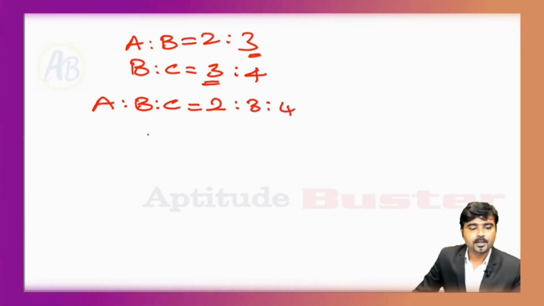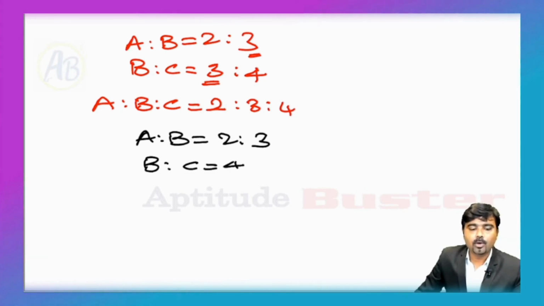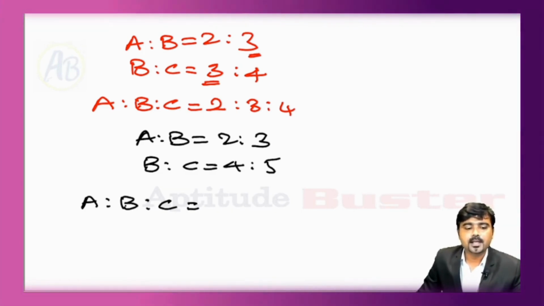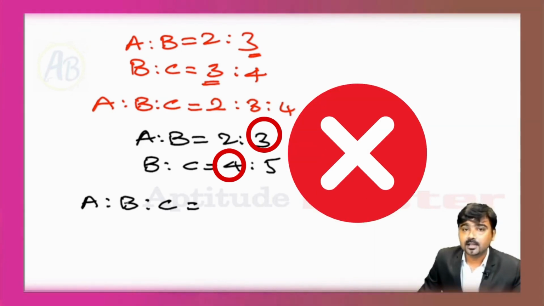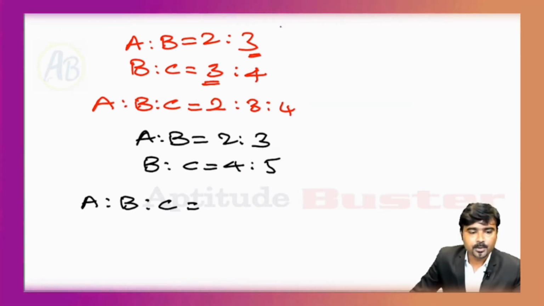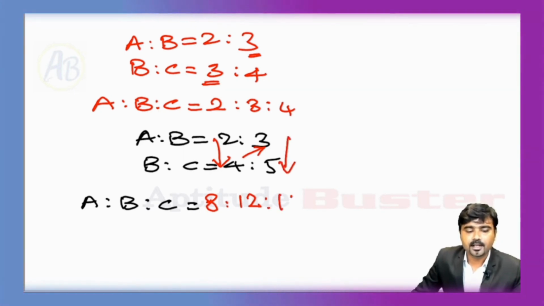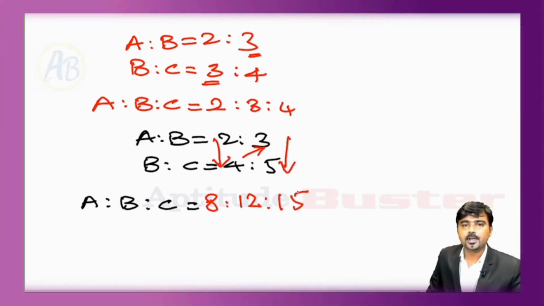Next example I will give you. If I write A is to B is equal to 2 is to 3 and B is to C is equal to 4 is to 5. Now A is to B is to C, how can you write? You may say 2 is to 7 is to 5. That is terribly wrong. What you need to do, multiply these two values for the first ratio. 2 into 4, 8. The next one is 4 into 3 is 12. Is to 3 into 5, 15. The ratio is 8 is to 12 is to 15.